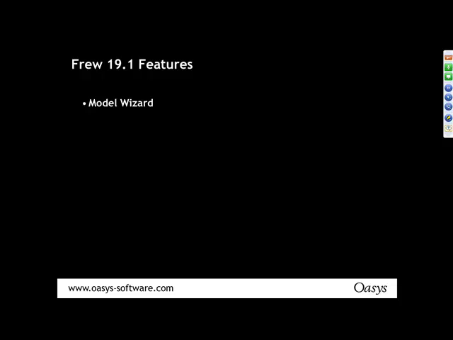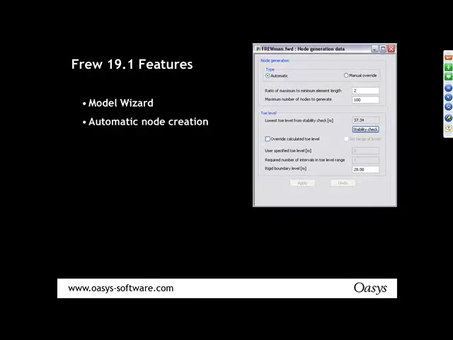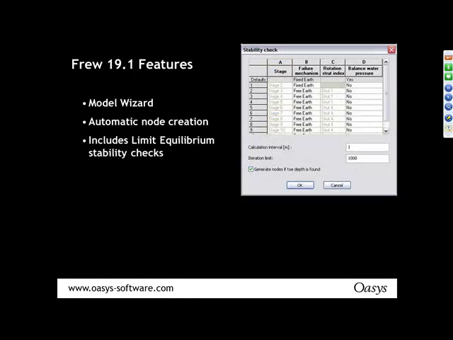As well as the inputs, there are features which help you run the Frew file. I've mentioned the model wizard. What the model wizard does is it gives you something at the start. It sets up either your initial condition or your one stage for your stability analysis. It also has automatic node generation, and should you need to, there's manual node generation. There are limit equilibrium stability checks.